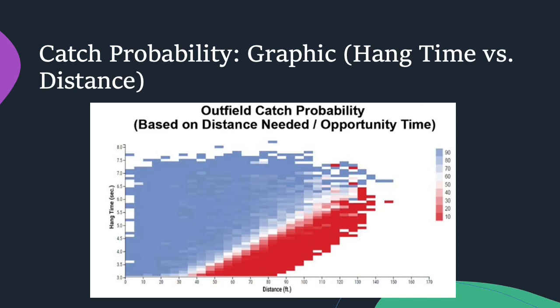For a better understanding, take a look at the graph below, which displays catch probability on a hang time versus distance graph. Look towards the top left. The distance traveled is very low and the hang time is pretty high, which results somewhere between 80 and 90% catch probability. However, down towards the bottom right, the distance traveled increases and the hang time decreases, which makes for a much more difficult play, hence the red color, which represents anywhere between a 10 and 40% catch probability.